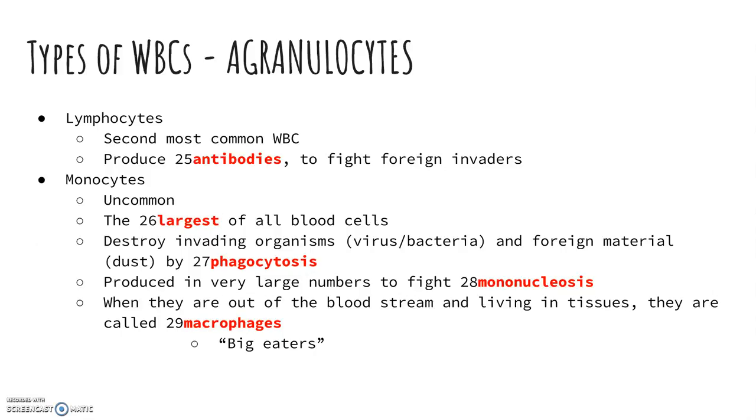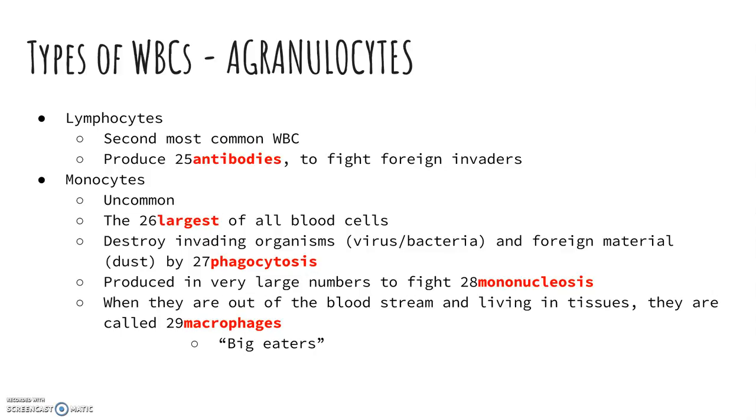And then another agranulocyte is a monocyte, which is really uncommon unless you've got mononucleosis. It's the largest of all of your blood cells, and it will destroy invaders and dust and bacteria by phagocytosis. They're cell eaters. And they are made in really large numbers if you have mononucleosis, which is how they got their name for monocytes.